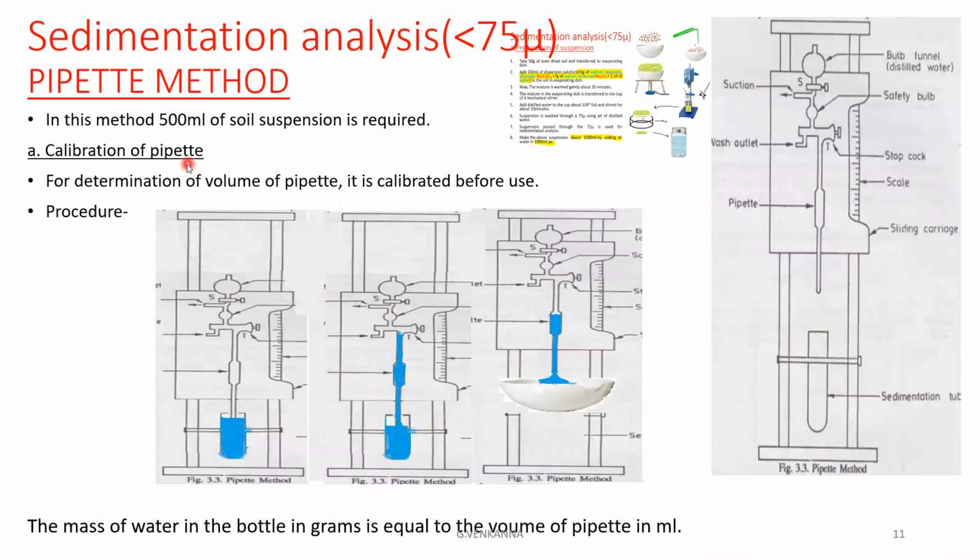In order to find the volume of the pipette, first we have to take distilled water in the sedimentation tube. After taking the distilled water, using the sliding carriage and releasing the clamp, the sliding mechanism starts and goes deeper and deeper until it reaches the sedimentation tube. We open the nozzle and suction starts. As the air is drawn from the tube, the water automatically rises to this position.